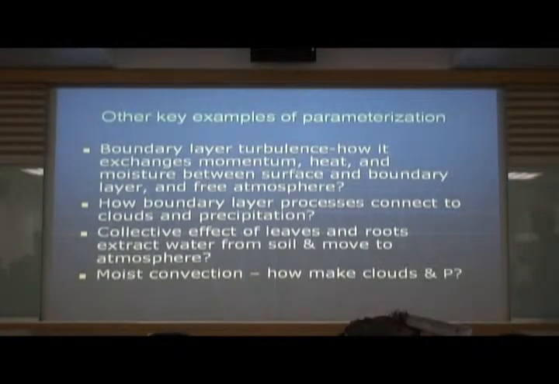The collective effect of leaves and roots to extract water from soil and move it into the atmosphere is another feature that needs to be parameterized in doing land. And moist convection, how you make clouds and precipitation, I've mentioned a couple of times.